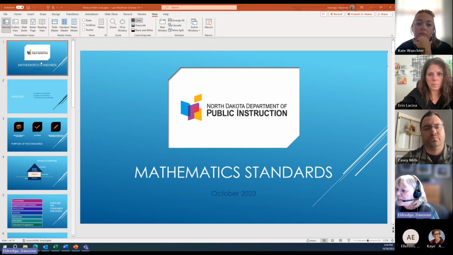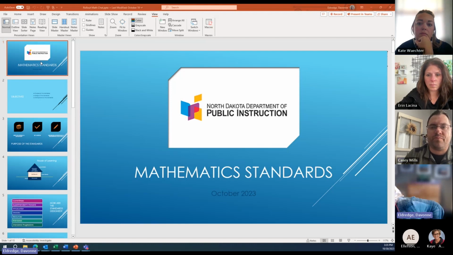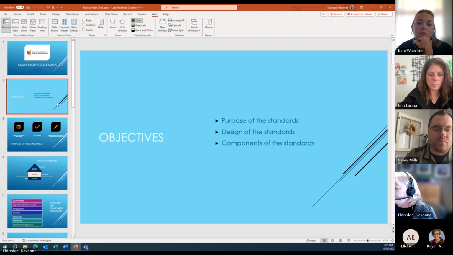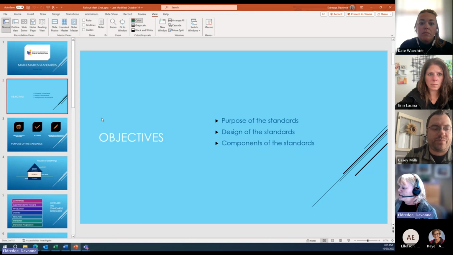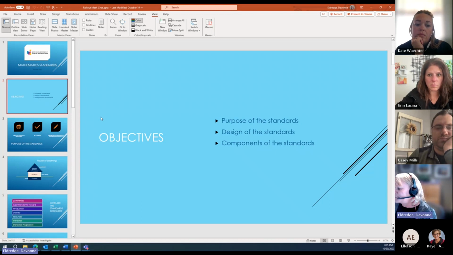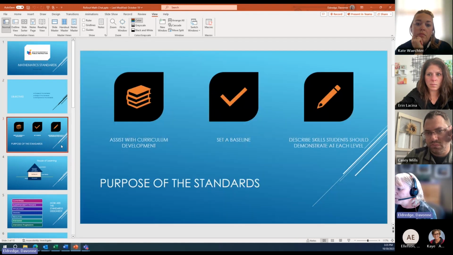since that's probably going to be very, very important. The new standards will be assessed in the spring of 2025, which gives us a year to go through and start implementing those standards. And if you have high school friends who are wondering which of the standards are going to be assessed on the high school assessment, it'll be the grades 9 and 10 standards. So today we're going to look at the objectives, which are to talk about the purpose of standards, the design of the standards, and the components. And then we're going to dig into our new standards and show you a little bit more about them.